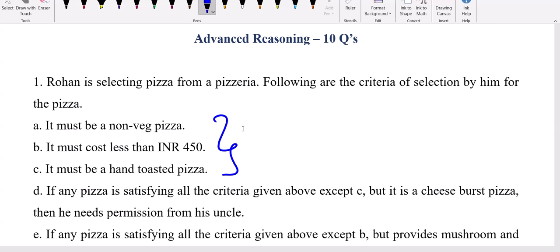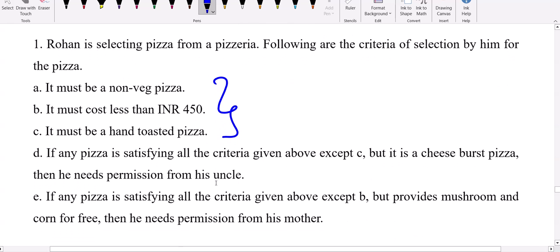All above three are okay with you, and only C is not satisfied. Among the above three conditions, A satisfied, C not satisfied, but if it is a cheese burst pizza, then he needs to take permission from his uncle to order that. Else, among A, B, C, if A and C are satisfied and B is not satisfied, but it provides mushroom and corn for free, then he needs to take permission from his mother.